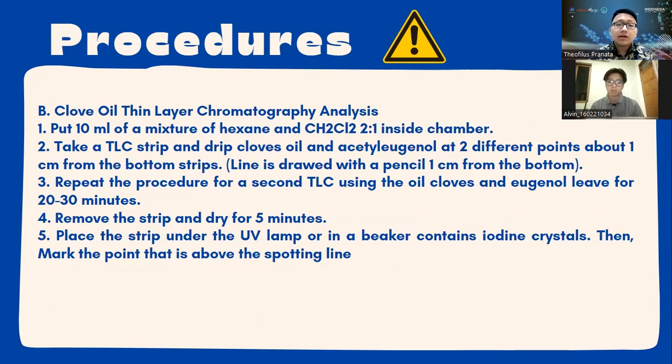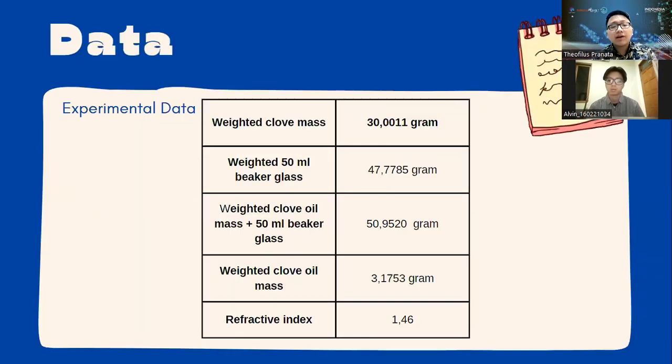And then for the thin layer chromatography analysis, we put a mixture of hexane and dichloromethane as a mobile phase, and then we draw a line using pencil at the TLC strip, and then we put the drips of clove oil and acetyl eugenol, and then we drip it to the mobile phase, and then wait, and then we dry the strip, and then we put under the UV lamp, and then we can mark the points that is above the spotting line.